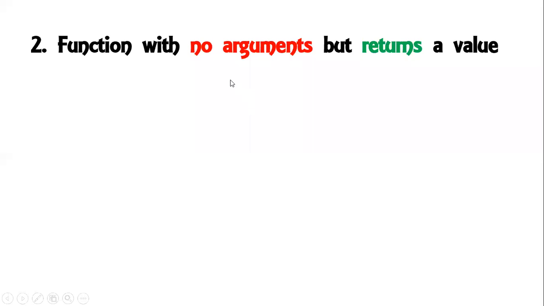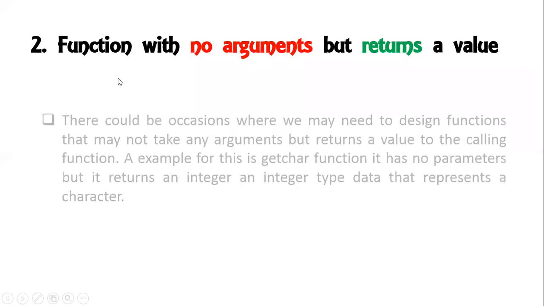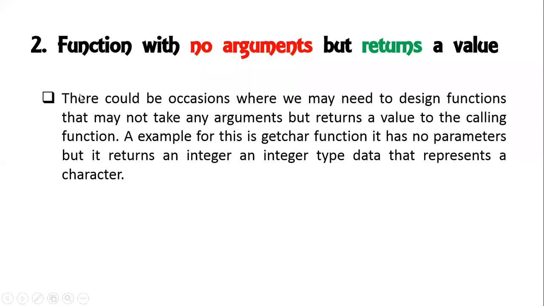Hi students, today we are going to discuss the second aspect of function calling, that is, a function with no arguments but that returns a value. So this is also the second type. In this we are going to see a little bit more about how the functions are defined. So we will see the definition of this. See here, for a function with no arguments but which returns a value, we have a definition.